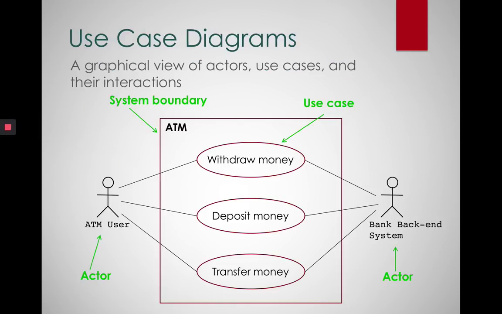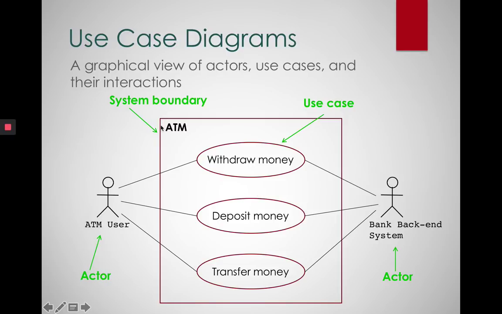Here is an example of a use case diagram. A use case diagram is simply a graphical view that includes actors, use cases, and the interactions between them in a very abstract way. It doesn't give you the details of all the use cases or the actors, but simply shows you what the use cases are, which lie within this system boundary, who the actors are, and which use cases they're involved in. That's shown by these associations, or lines drawn between the actors and the use cases.